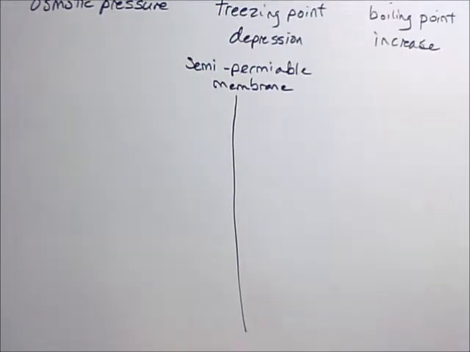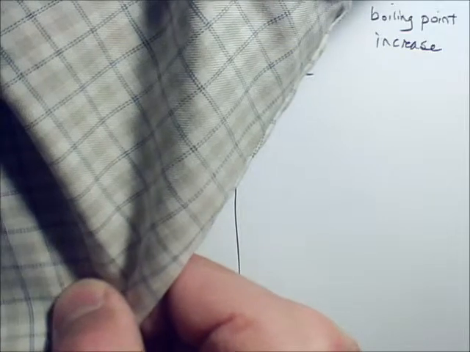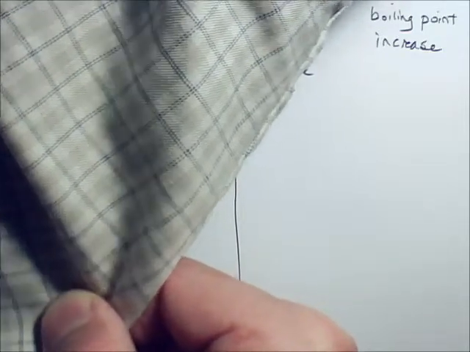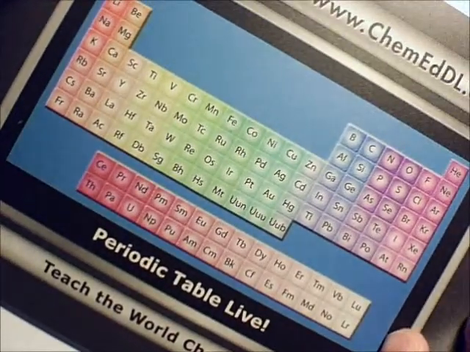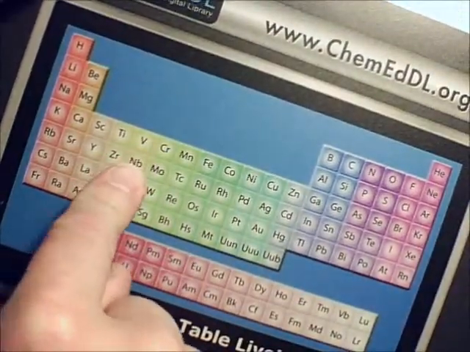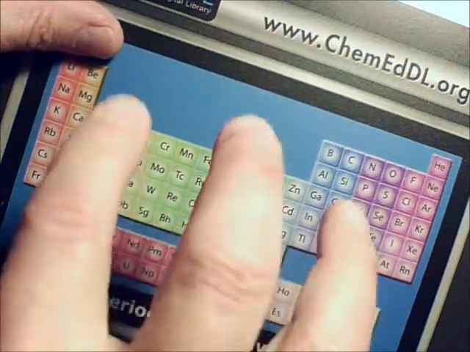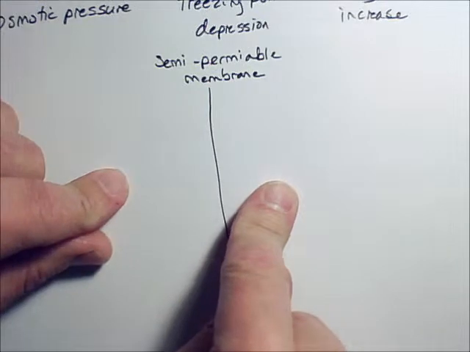Now, let me help you understand the difference between permeable and semi-permeable. My shirt is a permeable membrane. Almost any kind of liquid will flow through. All right? Make sense? My mouse pad has a plastic surface. Okay? It's considered to be impermeable. Nothing flows through it. A semi-permeable membrane allows some things to flow through and not others.